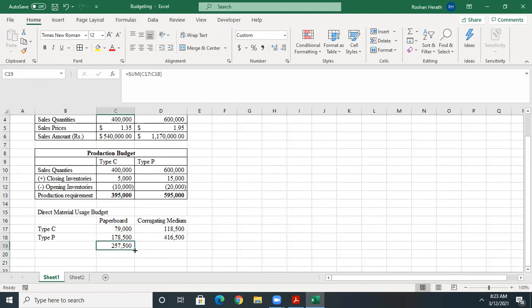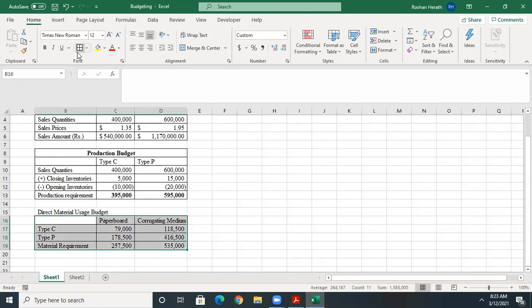So you need 257,500 kilograms of paper board, and from the medium you need 535,000 kilograms, and this is what we call the material requirement. If you have any questions on this, or anything you're not quite familiar with, you can ask.